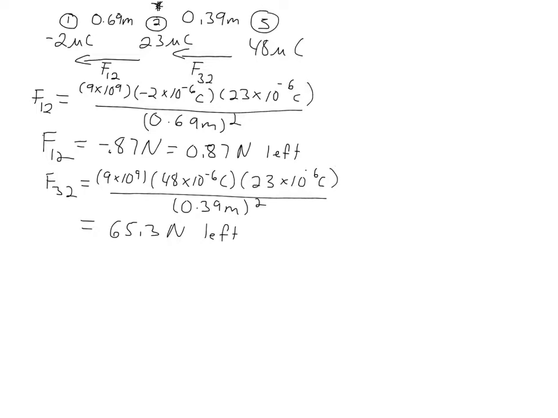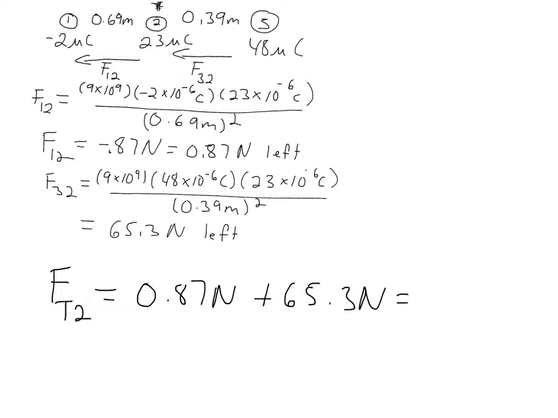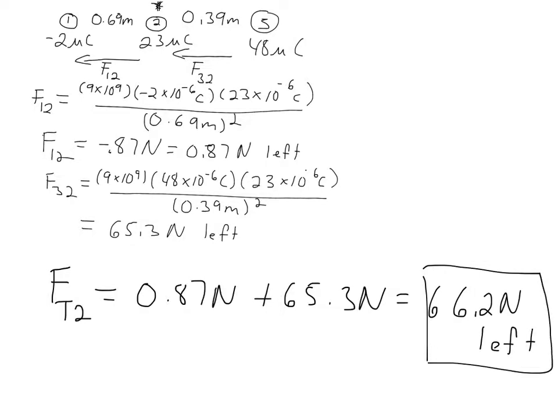And then our last thing, we just need to add them up. So the total force on 2, they're both pointing left, so we'll just add them together. It's going to be 0.87 newtons plus 65.3 newtons, and that ends up equaling 66.2 newtons left. So now we'll move on to number 3.